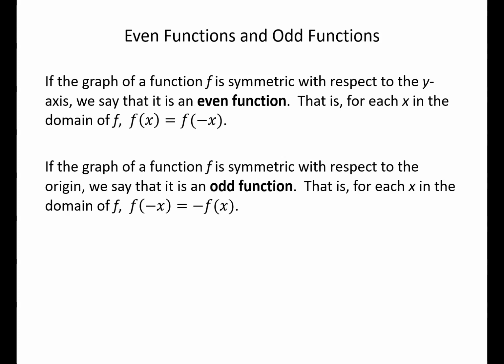If the graph of a function is symmetric with respect to the y-axis, we say that it is an even function. So graphically, we can just look at the symmetry and see if it has y-axis symmetry. But if we had an equation, we would have to do this part, and it says, for each x in the domain of f, f of x equals f of negative x. And so we'd plug in negative x and see if we get the same result as f of x.